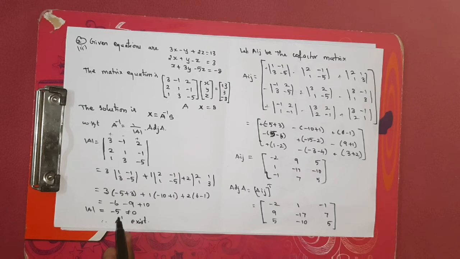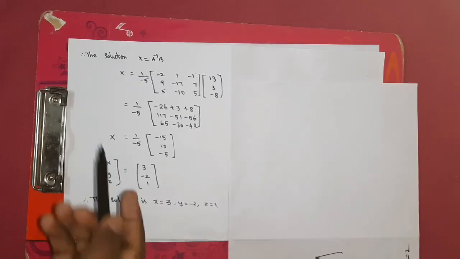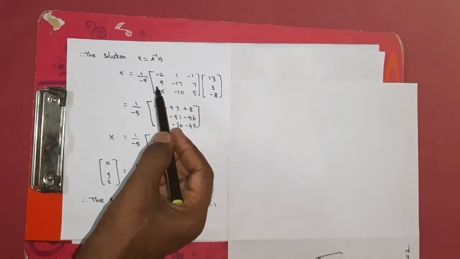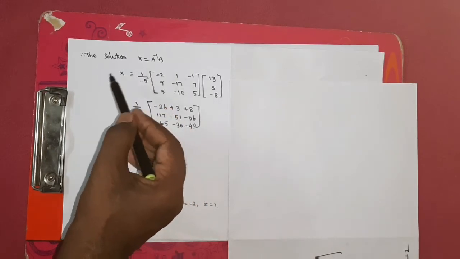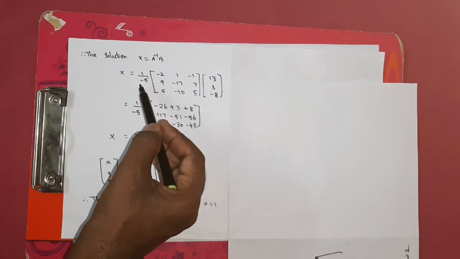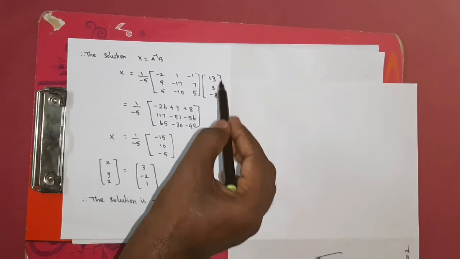Now we take this determinant of A value and adjoint of A value, and we apply in the A inverse formula. By applying that we get A inverse value directly, and that I am going to apply in the solution equation. So x equal to 1 by minus 5, that is the determinant of A value is minus 5, and the adjoint of A value is this, and the B matrix is this.